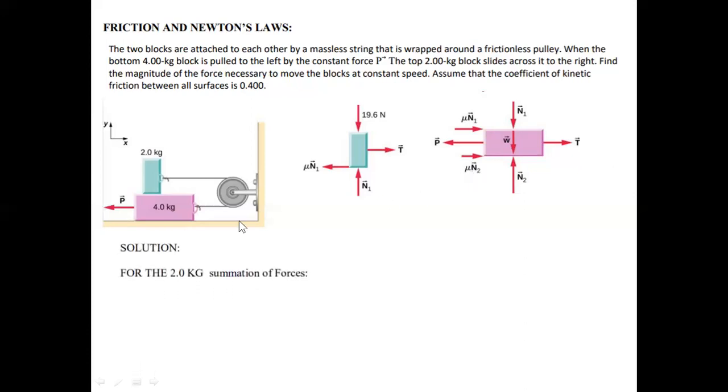Now, if we're going to proceed with our solution for the 2 kilogram block, summation of forces, we're going to consider this free body diagram of the first one, with the weight 19.6 newtons, the normal force N1, tension T, and the frictional force mu times the normal force N1. Now, mu here is the coefficient of friction. Now, we're going to consider the summation of forces Fy is equal to the mass of the 2 kilogram block multiplied with the acceleration.